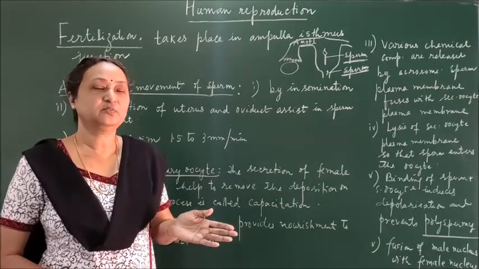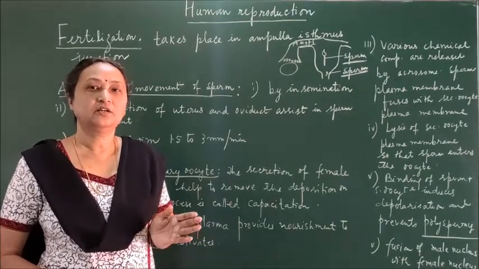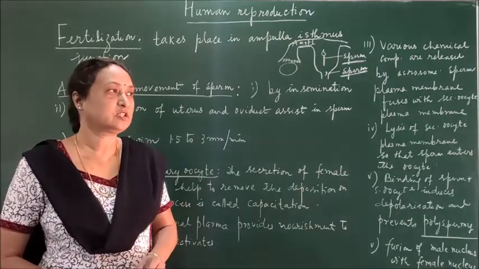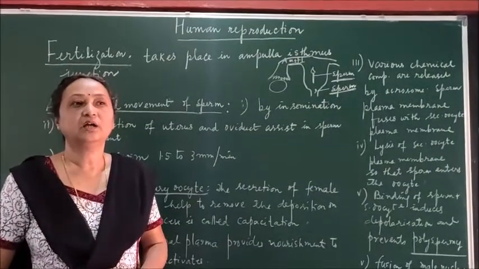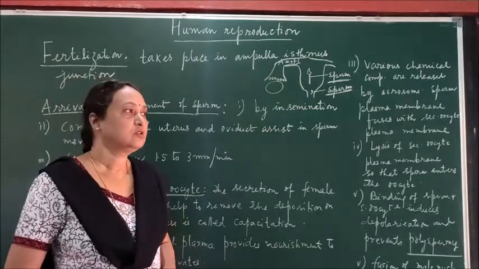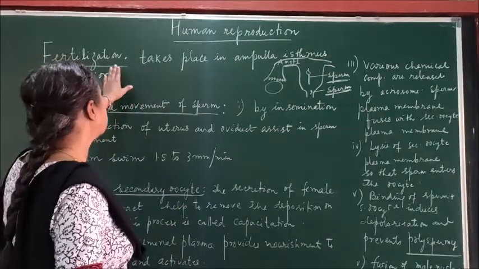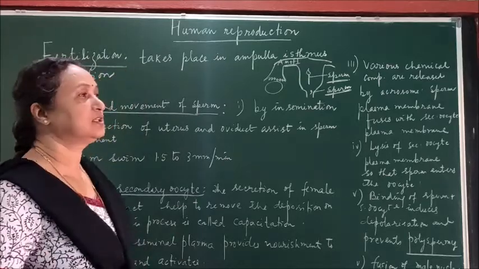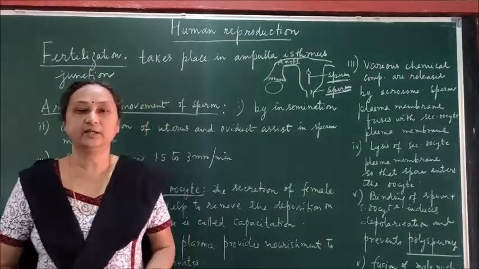In the previous video, we discussed the different parts of the male reproductive system and the female reproductive system, and the functions of the different organs or parts. So how do we explain the process of fertilization? Fertilization is the fusion of the male and the female gamete.